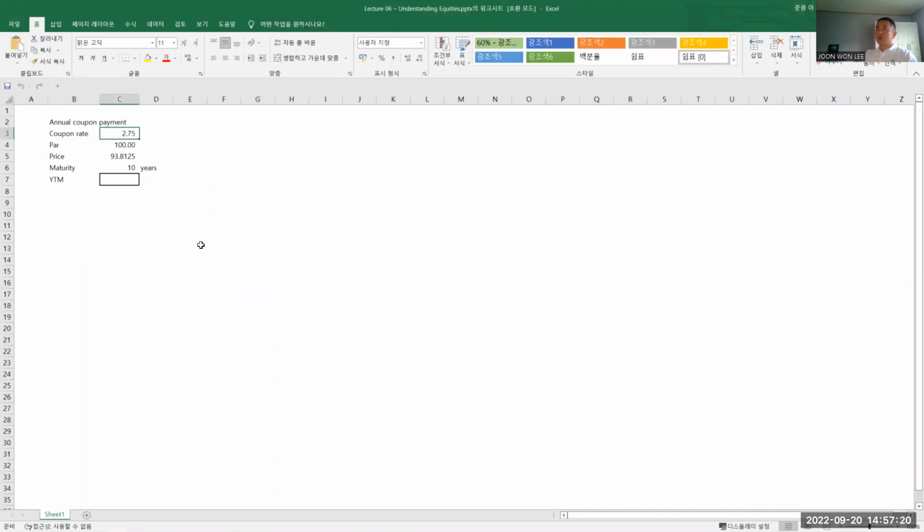Okay, coupon rate was 2.75, right? And the par value was 100, right? And the price was 93.8125, and the maturity is 10 years, right? So the yield to maturity, let's calculate yield to maturity.